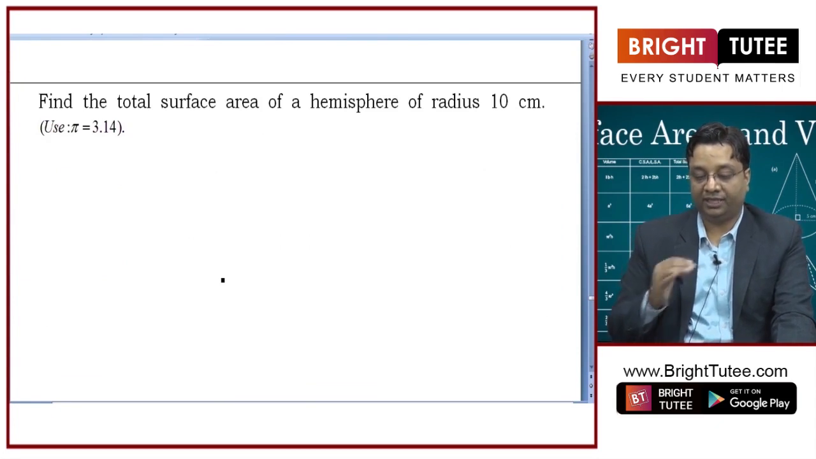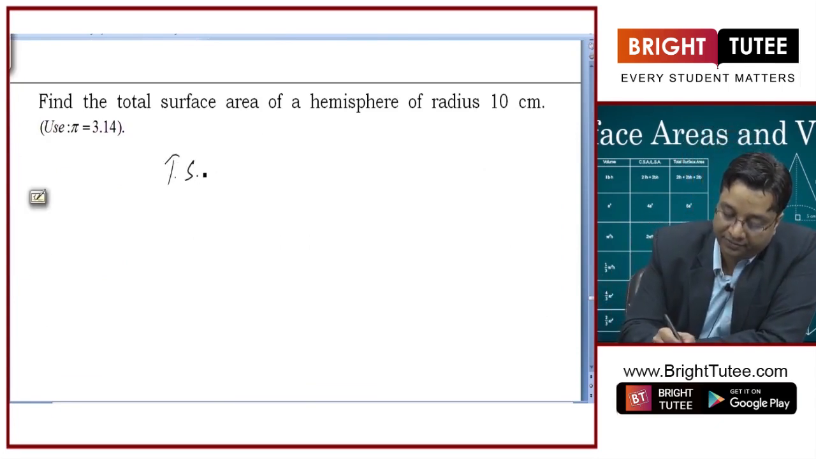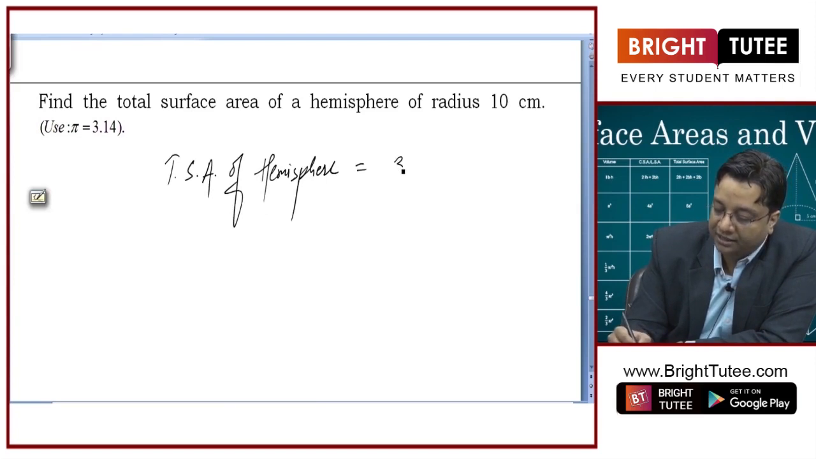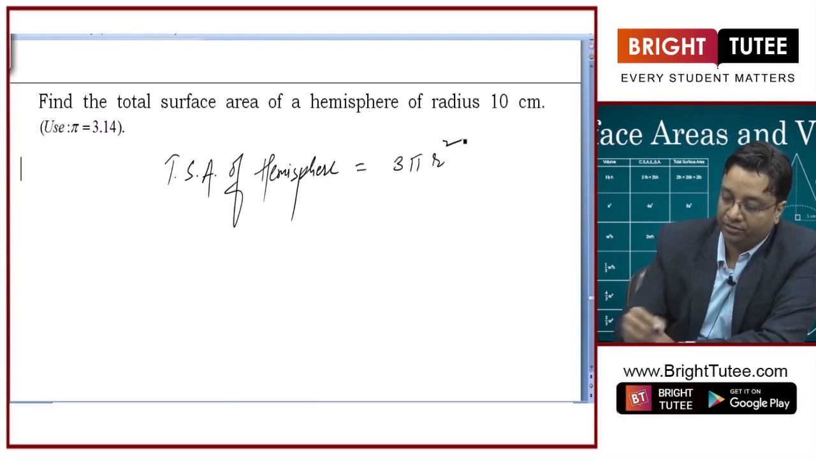Find the total surface area of a hemisphere of radius 10 centimeter. Now the total surface area of a hemisphere with radius r is 3 pi r square, right? We need to include the base area also.